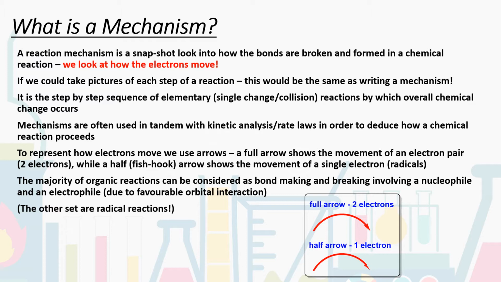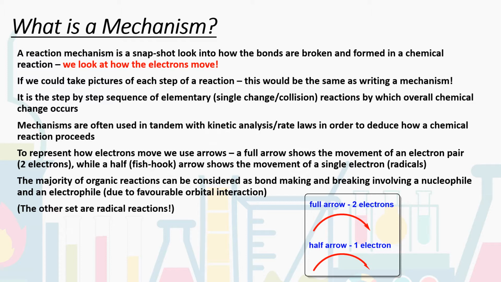So if I add together all of these little step-by-step elementary steps, I should end up with the overall chemical change. And mechanisms are often used in tandem with kinetic analysis and rate laws in order to deduce how a chemical reaction proceeds. So by using the rate law, we can see typically maybe what the rate determining step of our mechanism is, and we can propose a mechanism and then see if the rate law and the kinetics match what we would expect for that mechanism.